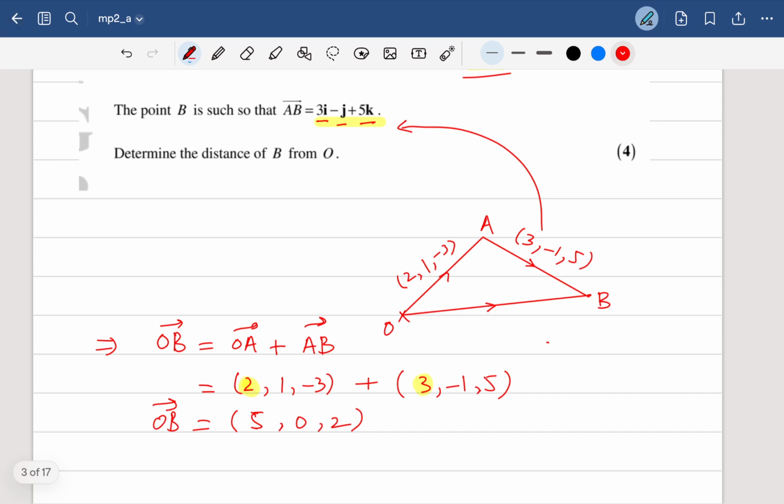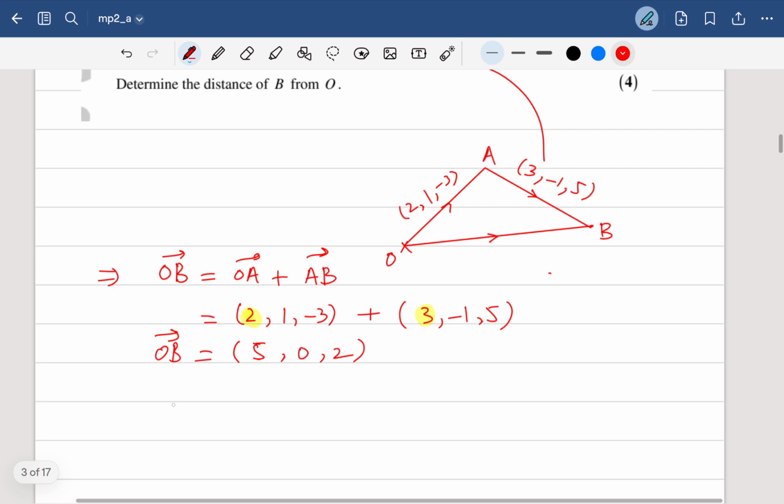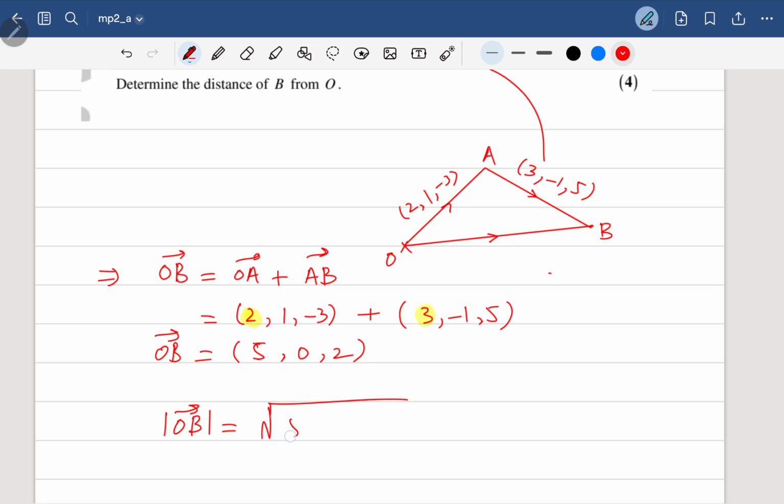Now since we need to work out the distance of B from O, we need to work out the magnitude of the vector OB. To work out the magnitude of a vector, you add the i component squared plus the j component squared plus the k component squared, and the whole square root will be the magnitude of that vector. So it will be 5 squared is 25, and 2 squared is 4, so 25 plus 4 is 29, so the answer will be root 29. That should be the distance of B from O.